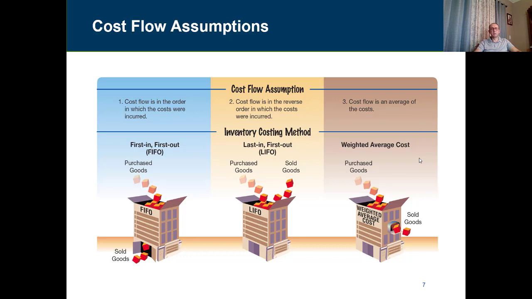And then we have something called the weighted average cost. And the weighted average cost, this is like mixing things together. So cost flow is an average of the cost. And here we just keep purchasing things and we put them in the box, and we have just some kind of a side door where we just grab something randomly from the middle. Of course, this is just a simplified illustration. In real life, things don't go this way, but in other words, we just record the transactions in the books using one of these methods, but the real flow of the inventory might be different.